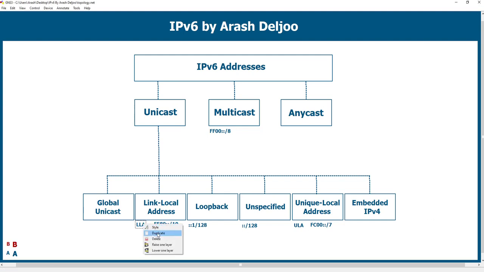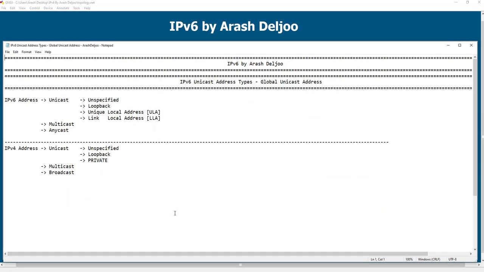Global unicast address or GUA, or maybe in some references you see globally unique address, or globally unicast address. Both of them are the same. In this video I'm going to talk about this global unicast address, the most important address type in IPv6.